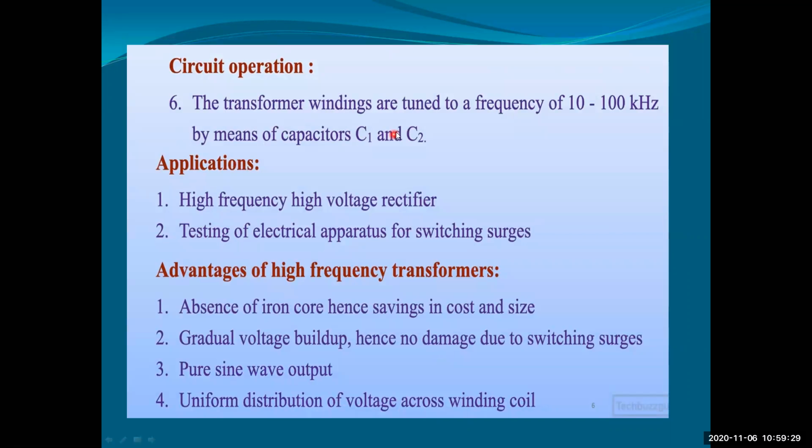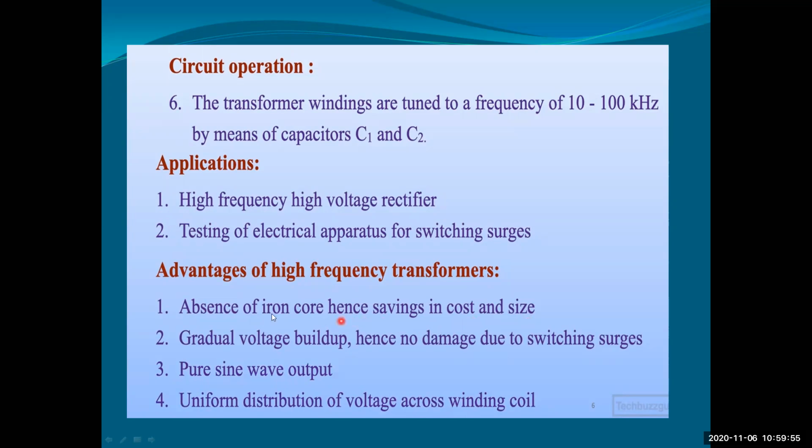And then the transformer winding is tuned to a frequency of 10 to 100 kilohertz by means of capacitors C1 and C2. That is the circuit operation. Applications: high frequency, high voltage rectifier applications, testing of electrical apparatus for switching surges. Advantages: absence of iron core and saving in cost and size.